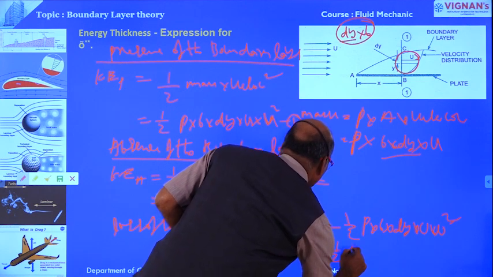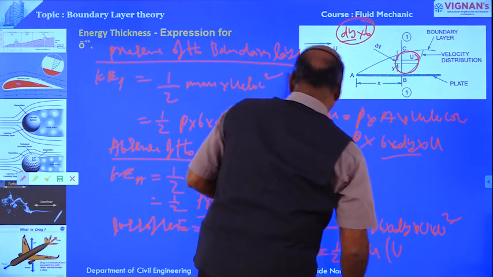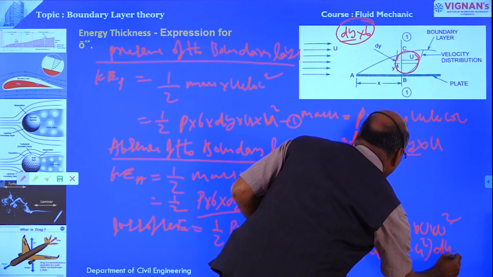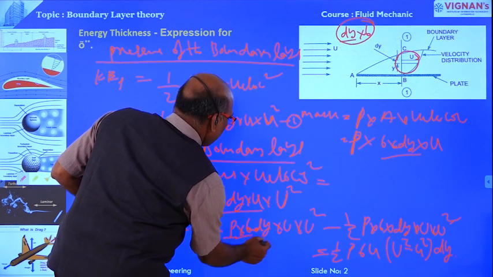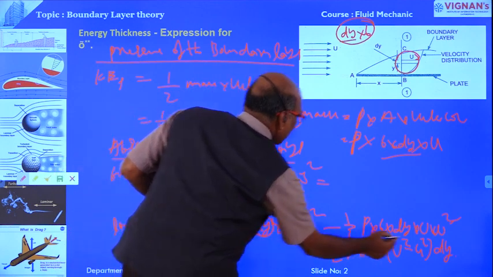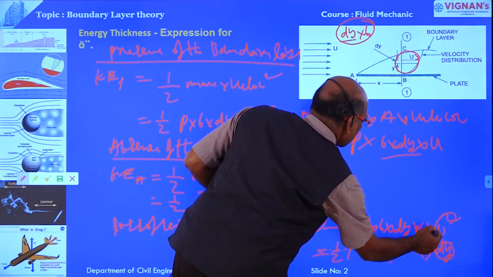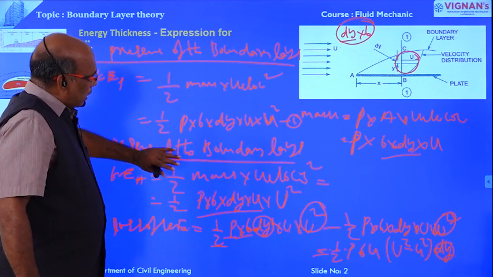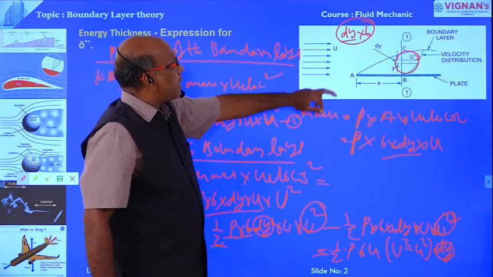This is equal to 1 by 2 rho b u, taken out, into capital U square minus small u square, dy. This is the loss of kinetic energy due to the formation of the boundary layer over the strip.